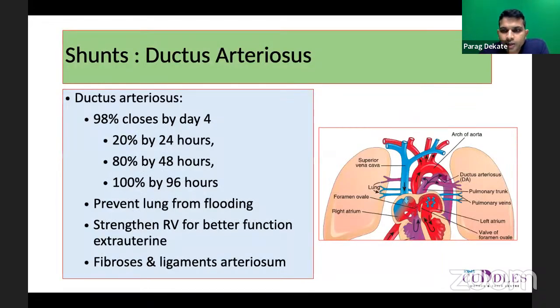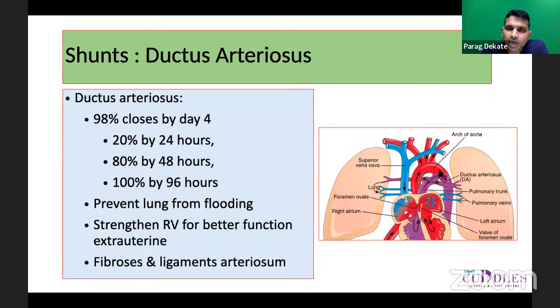Now let's talk about the ductus arteriosus. So we know the ductus arteriosus is a connection between the pulmonary trunk and the arch of the aorta, and intrauterine, what happens is that of the maximum blood ejected by the RV, only 10% goes into the lung. The rest of the blood, through the patent ductus arteriosus, goes into the descending aorta to perfuse the other part of the body. But once the transition happens, once the baby is born, 90% of the ductus arteriosus closes by day 4. Out of that, 20% is gone by 24 hours, 80% by 48 hours, and 100% by the 4th day has to be closed. Why does it happen?